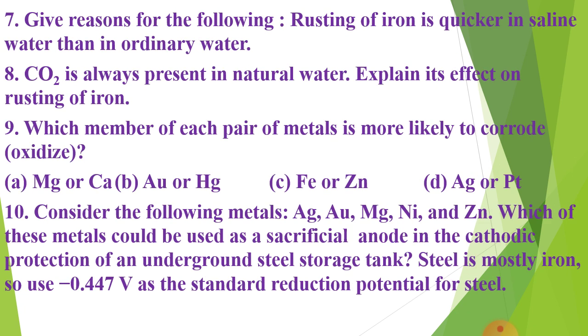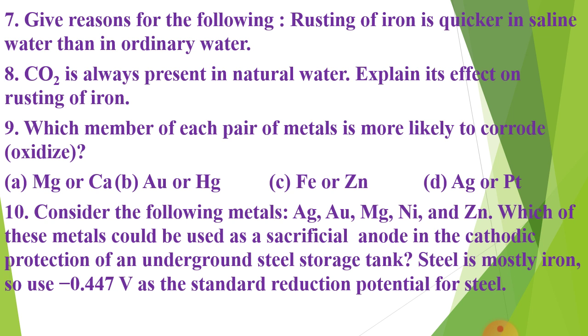Question number 7. Give reason for the following. Rusting of iron is quicker in saline water than in ordinary water. This I have also given. CO2 is always present in natural water. Explain its effect on the rusting of iron. So how does this effect happen? This I have told you. So again, read the topic properly and try to find the answers of these questions.